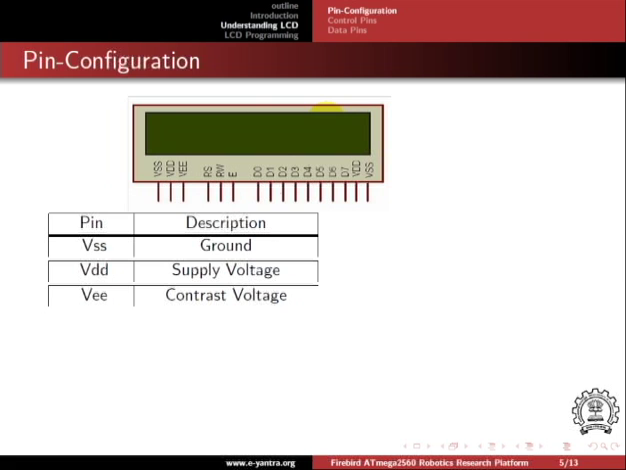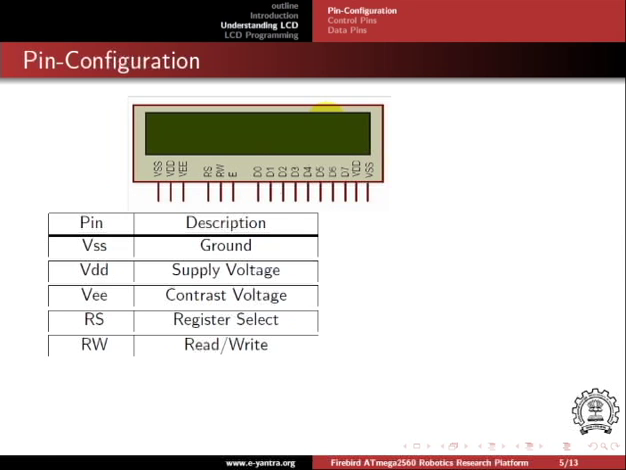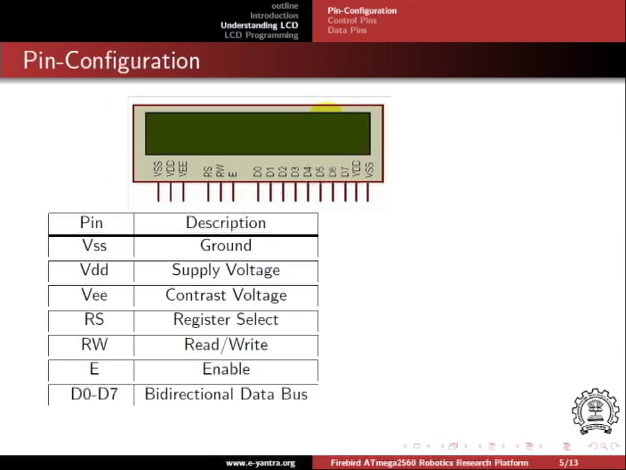Then fourth pin is RS, or register select pin. Fifth pin is RW, or the read write pin. Then we have an enable pin represented by capital E. Pins D0 to D7 are the data pins used for sending commands and or display items. Last two pins are the anode and cathode, used as backlight supply for the LCD.